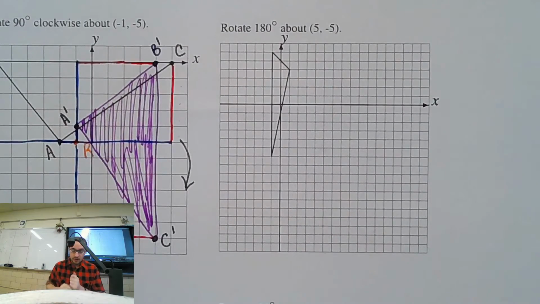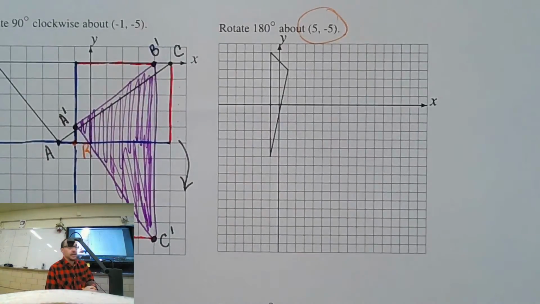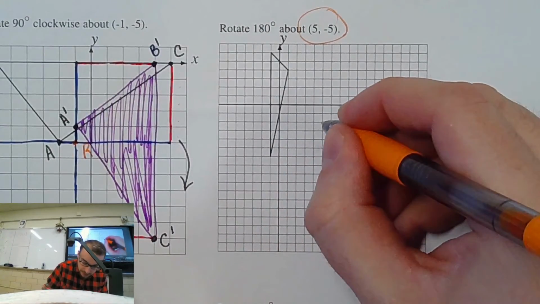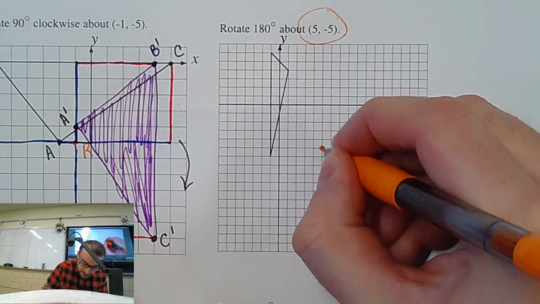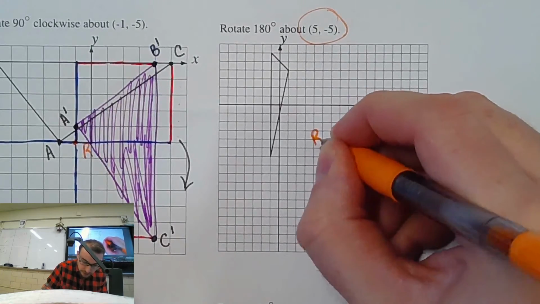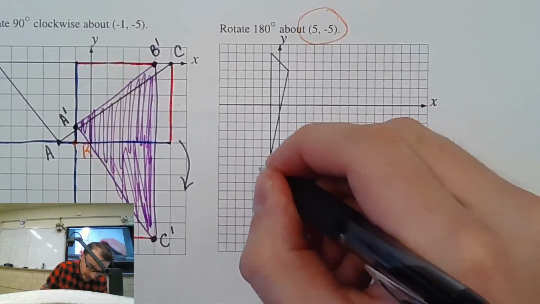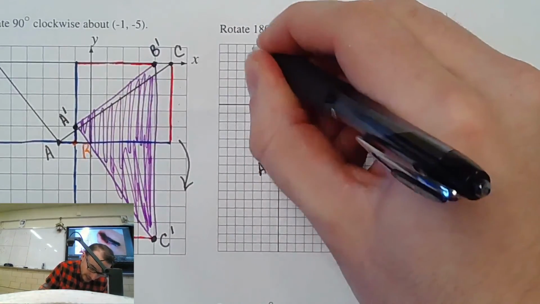Okay? So, (5, -5) is our center of rotation. I'm going to plot that right now. 1, 2, 3, 4, 5 down. 1, 2, 3, 4, 5. There's my center of rotation. I'm going to call it R because I'm going to use C for the triangle, right? Let's label our triangle vertices like this. A, B up high, and then C to the right.